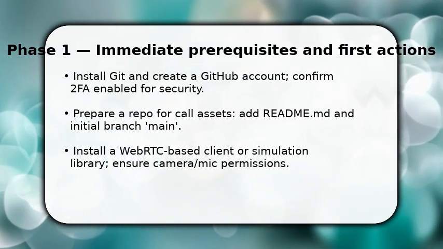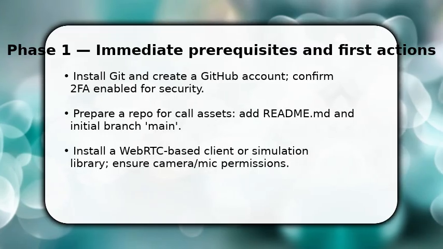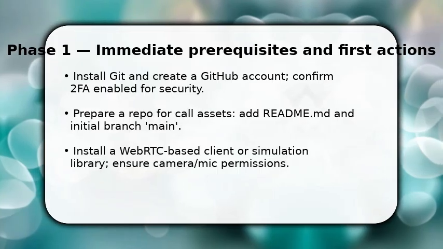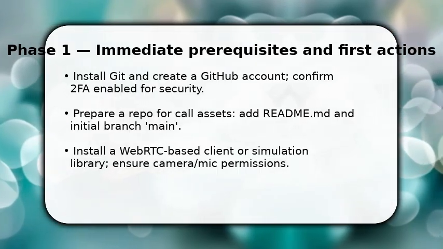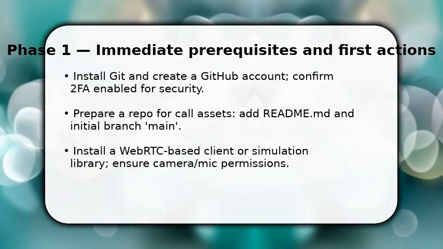Next, set up a WebRTC client or test library locally and grant camera and microphone permissions so the app can access media devices. This first batch of steps gets your code and environment aligned. Make sure the repo and local branch sync before moving on.